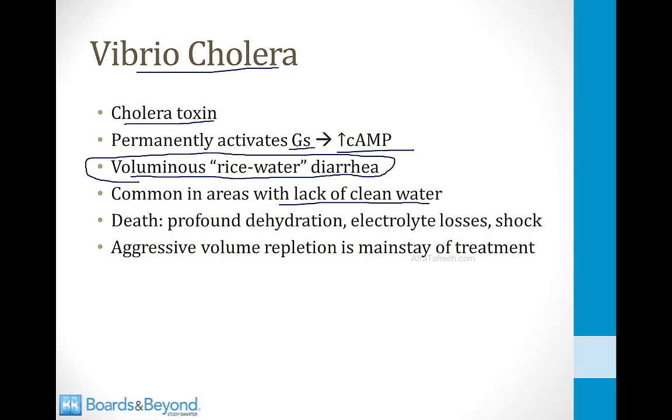And this can be a very severe illness. People can die from profound dehydration and electrolyte losses and shock if it's not treated appropriately. And actually the mainstay of treatment is aggressive volume repletion. The body will clear the infection in time, but you have to give the patient enough fluid to keep up with the heavy losses caused by the cholera toxin.